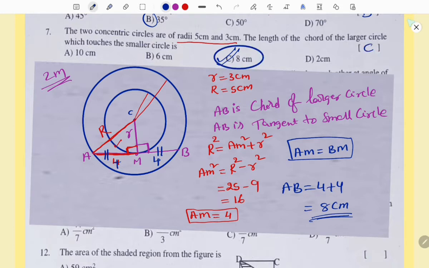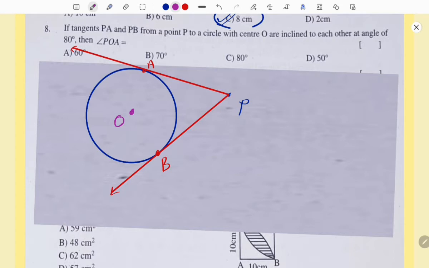So option C. Now the 8th bit is like the 6th bit only. See, PA, PB are the tangents from the point P to the circle with center O inclined to each other at an angle of 80 degrees. So here the angle is 80 degrees. Now we can join AO and BO. Now you know that this is 90 degrees and this is 90 degrees. So this is 80 degrees. What about this one? Already we know the sum of these two angles is 180. Now this is 80. Now what about this one? 100 degrees. He asked for angle POA.